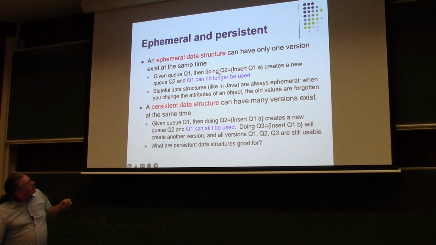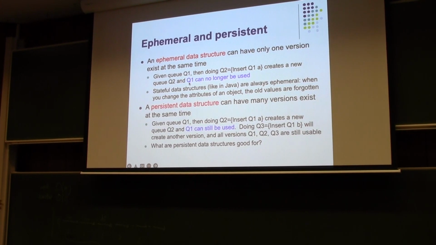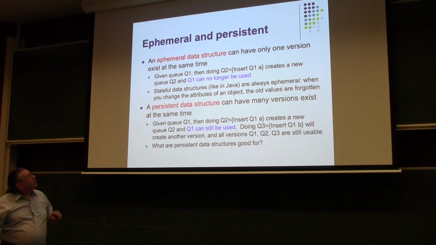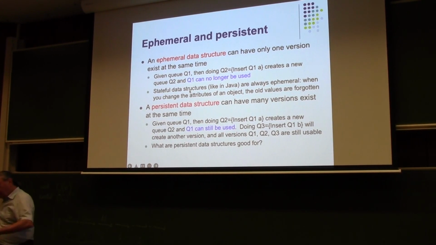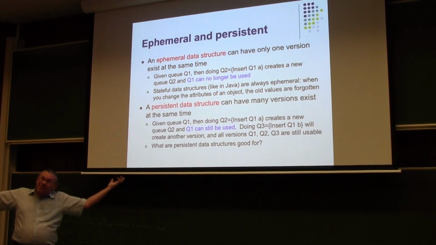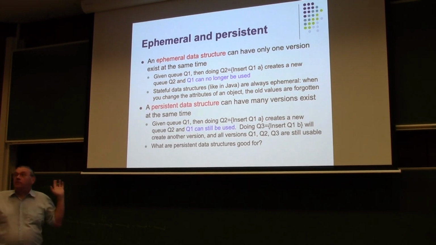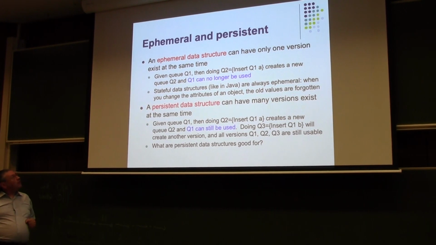But Q1 is not valid anymore, in fact. I destroyed Q1 to make Q2. So the queue is ephemeral. There's only one version at a time. When you build stateful data structures with variables that you can update, they're always ephemeral. When you change the attributes of an object, the old values are gone, of course. They're forgotten. So the old version is gone. That seems to be very obvious, huh? So an ephemeral data structure has only one version at a time.